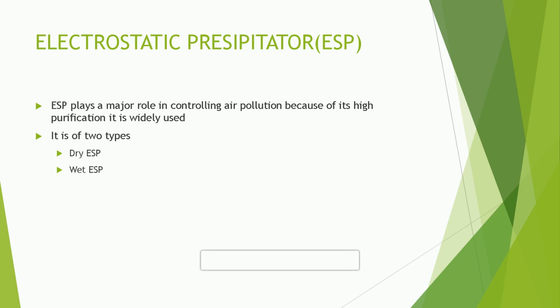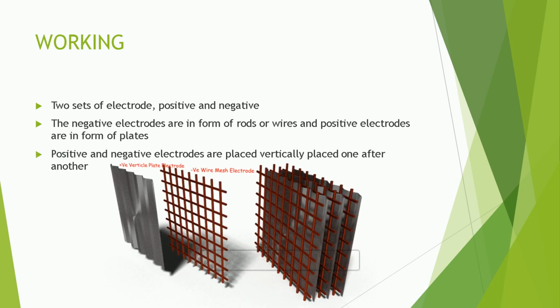These are of two types: dry electrostatic precipitator and wet electrostatic precipitator. Let us see about its working. There are two sets of electrodes, positive and negative. The negative electrodes are in the form of rods or wires, and the positive electrodes are in the form of plates. You can see from this picture, this is the negatively charged electrode, and this is the positive electrode plates. Positive and negative electrodes are placed vertically, one after the other like this.